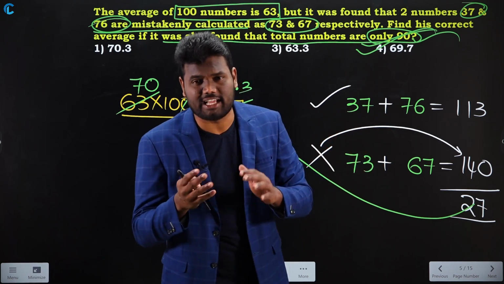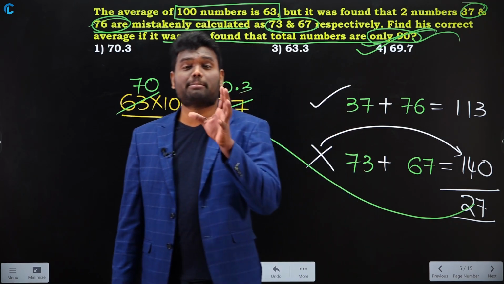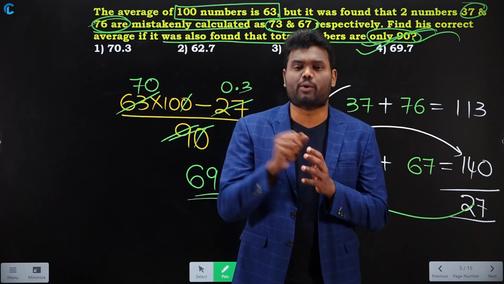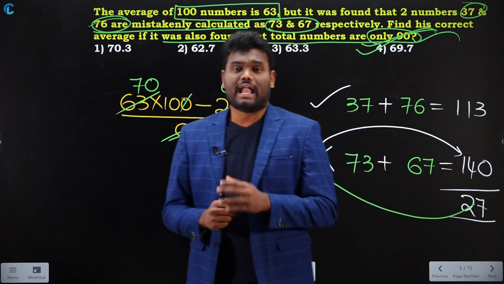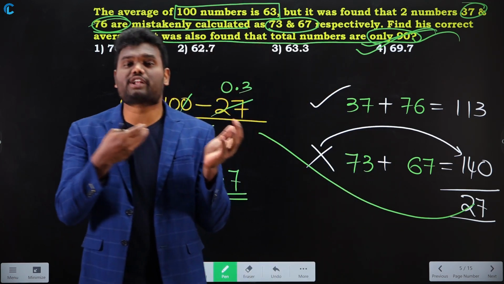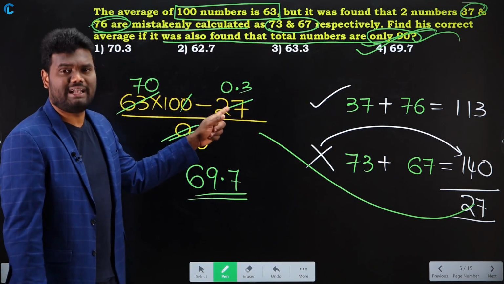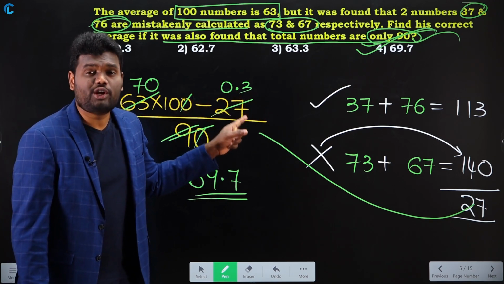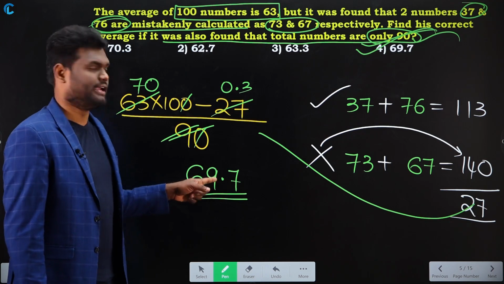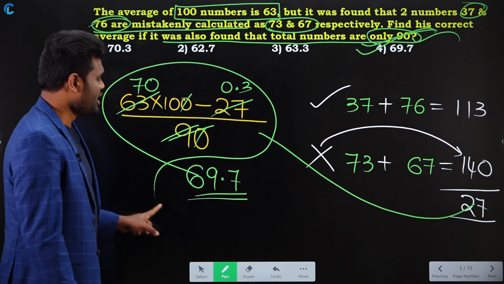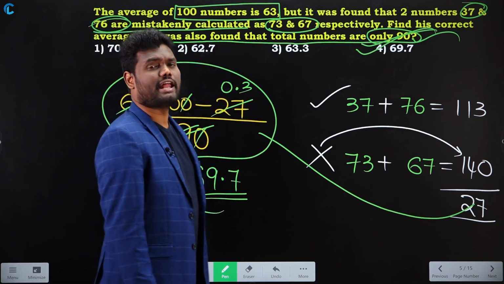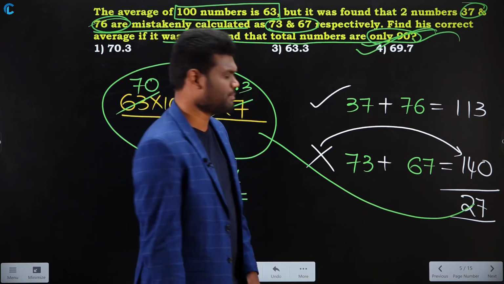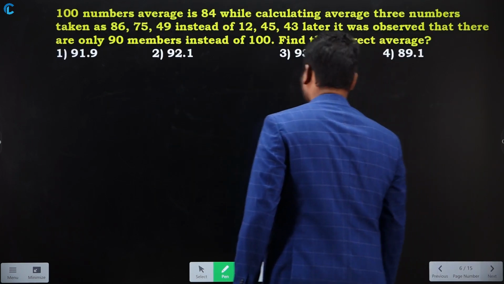As you need to subtract this 27, now in this, as the numbers are not 100, as it is 90, first I need to know the 100 number sum. The 100 number sum is going to be 100 into 63. Why? Because the average is 63. Now from this, I need to subtract 27. When I subtract 27, this is going to be the 90 number sum. As I need to calculate the average, divide by 90. When you calculate this, you are going to get the answer as 69.7 as the correct average for the 90 numbers.